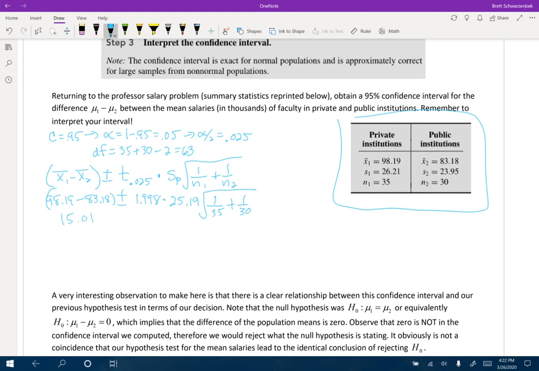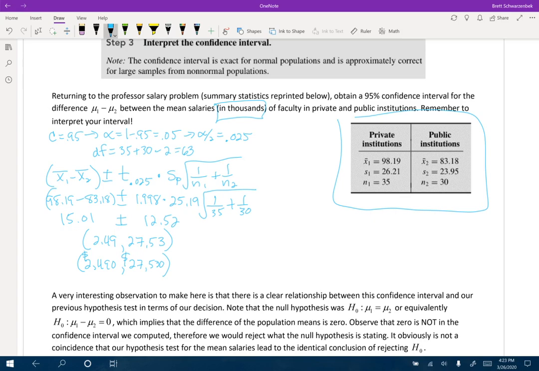15.01 plus or minus 12.52, which is going to give us an interval of 2.49 to 27.53. Now note, this is the interval in, are you ready? This is the interval in thousands, which means the true interval is not this, it's actually this: $2,490 to $27,530. So this is the estimate for the true mean difference between the salaries. That seems like a pretty wide difference, actually, between salaries.